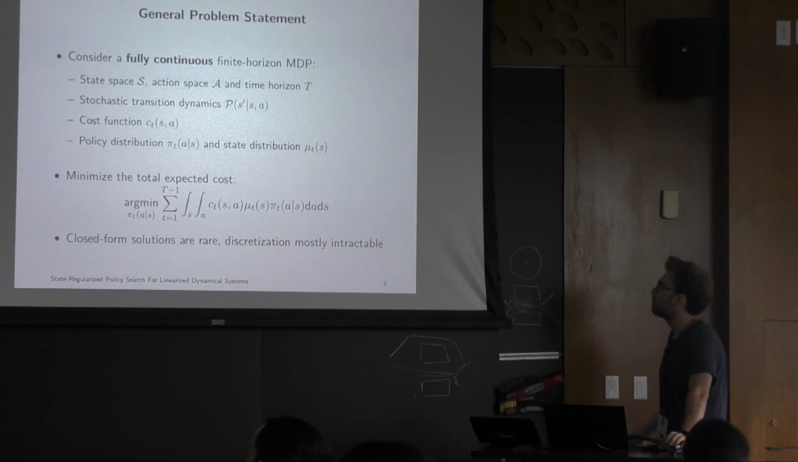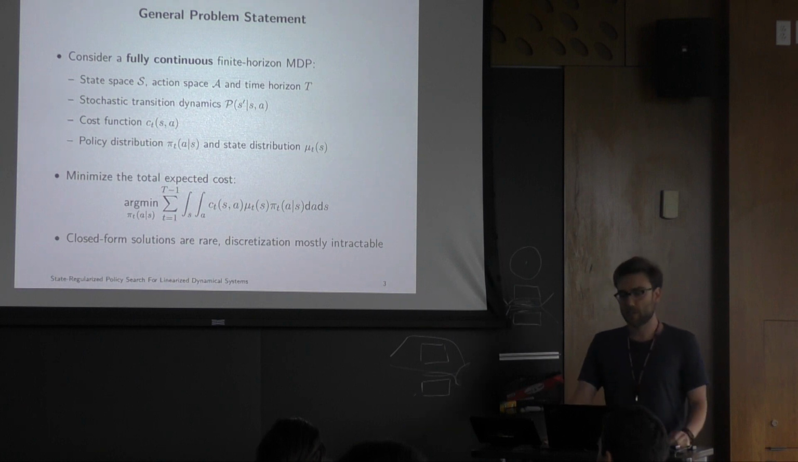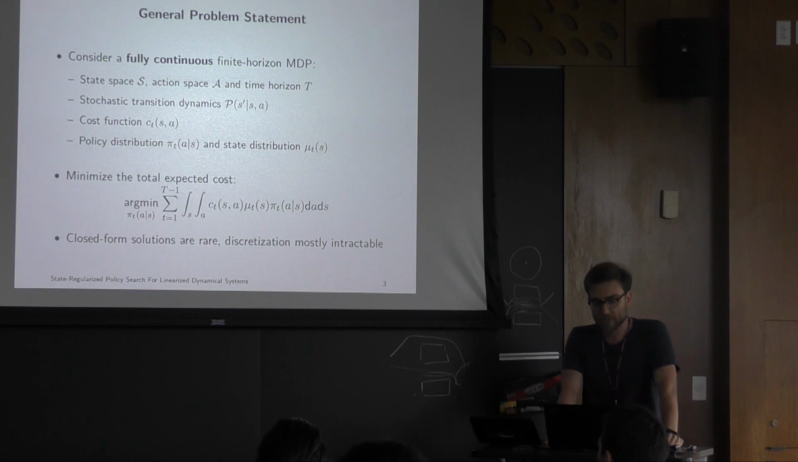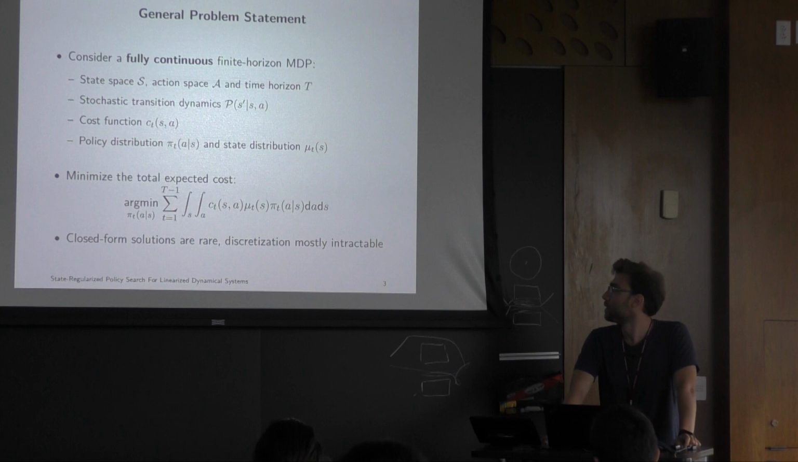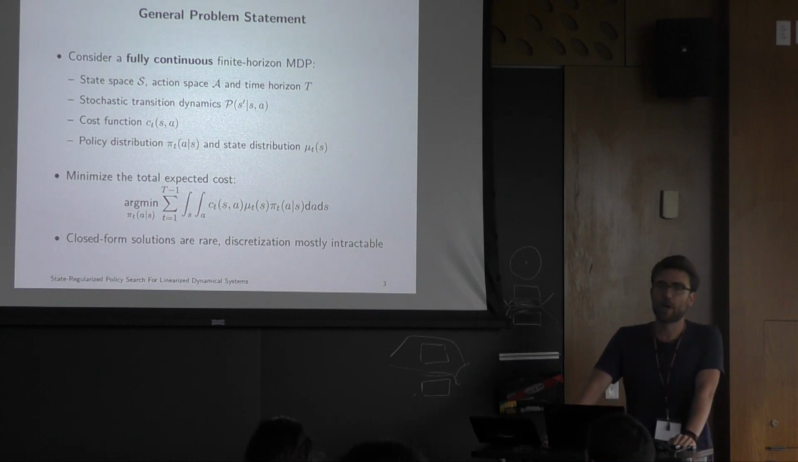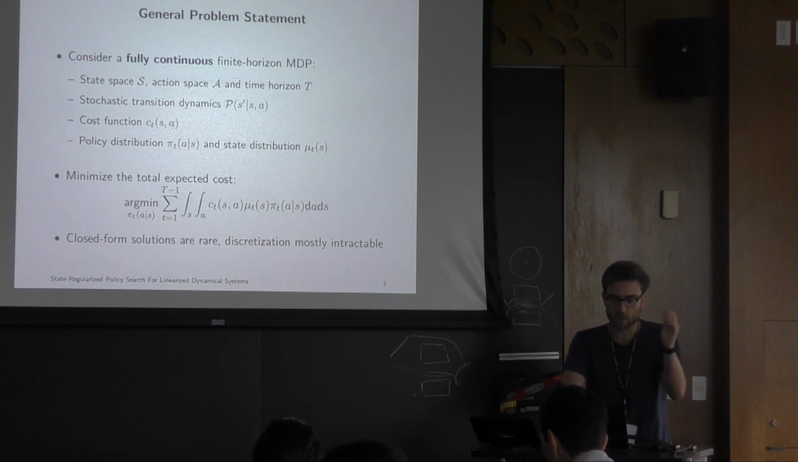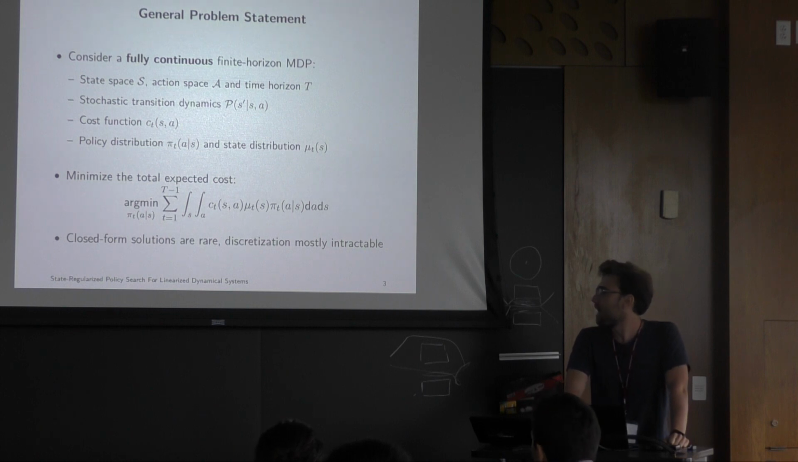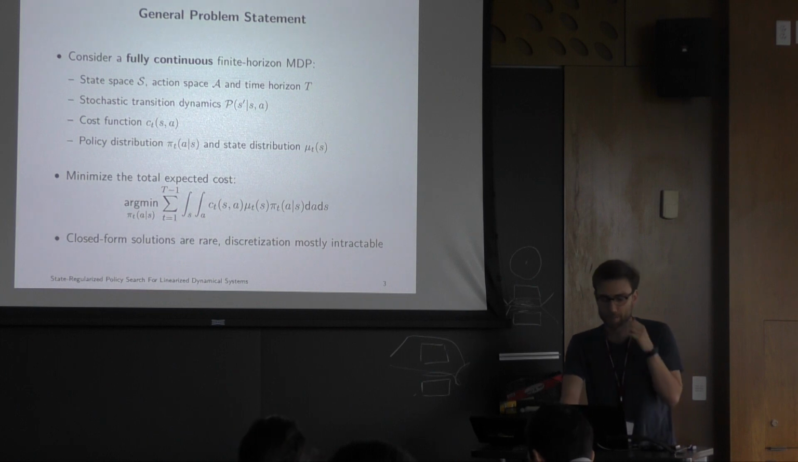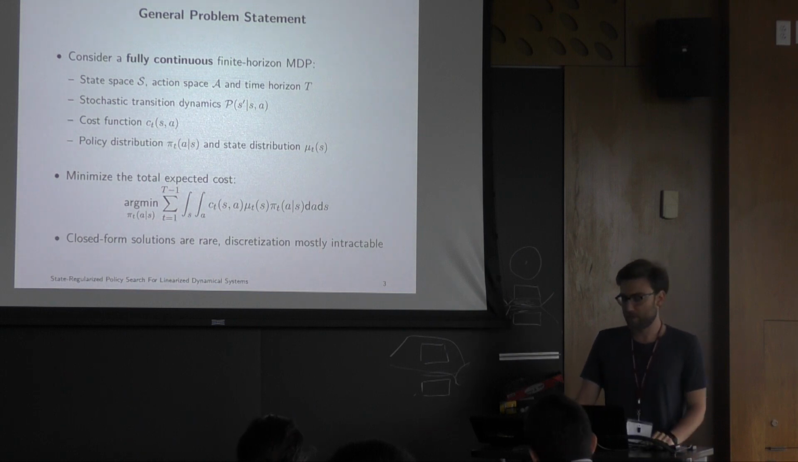So let me define the general problem. We're looking at a fully continuous finite horizon MDP, continuous in state and action. This is the problem in robotics that we want to solve. You have a state space S, an action space A, and a time horizon T. You usually have stochastic transition dynamics and a cost function depending on your task. We define a policy distribution pi and a state distribution mu. The overall task is to minimize the total expected cost, and as you see here, we have those integrals over the continuous state action space. Generally, solving this problem is very hard. Only for rare cases are there closed form solutions, and in our field, doing discretization is not an option most of the time. So if we want to solve this, we would like to have it in a continuous form.